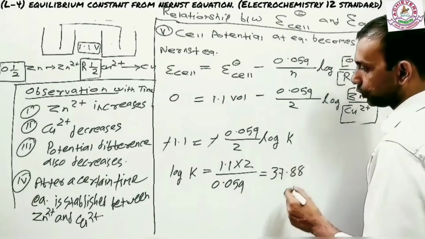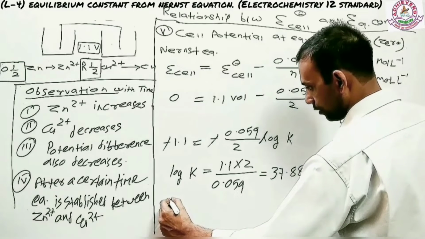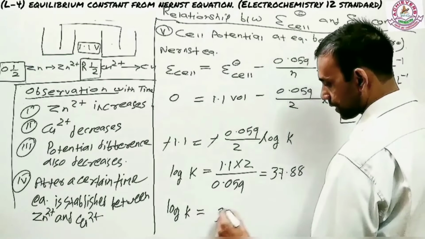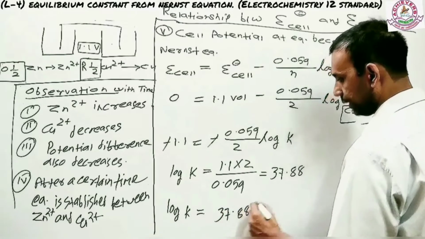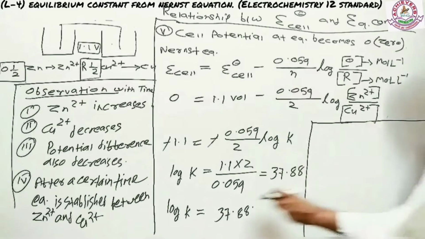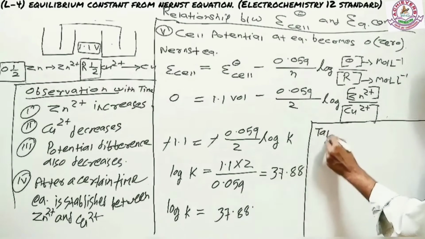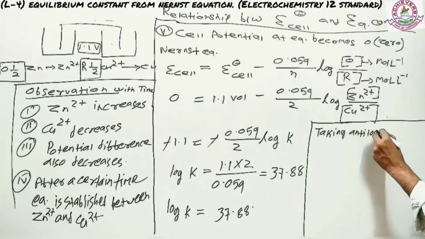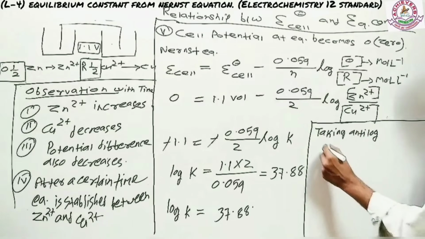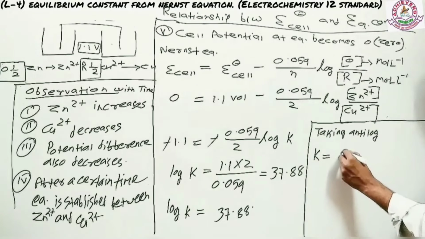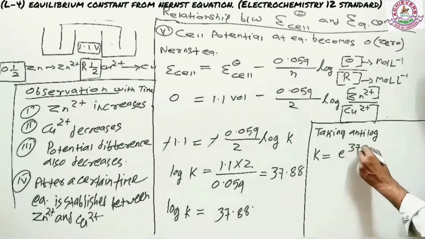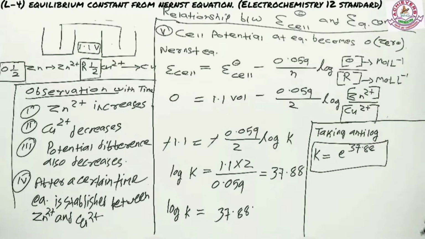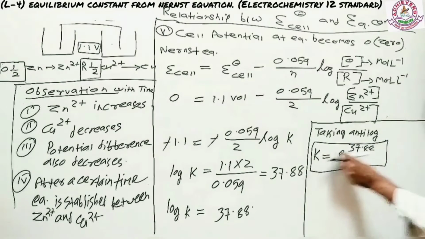So what we can do next is log K is equal to 37.88. Okay, so taking the anti-log now, I hope you do know how log and anti-log are taken. So K is equal to anti-log of 37.88, which you can solve. I believe you can, because this is something you do know. Now, this is how K is calculated.